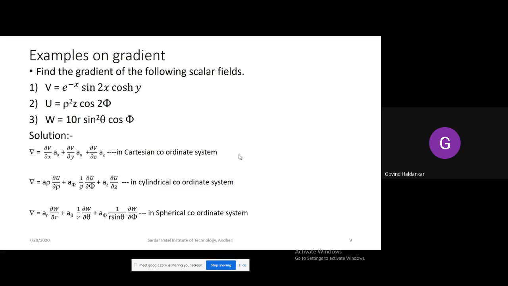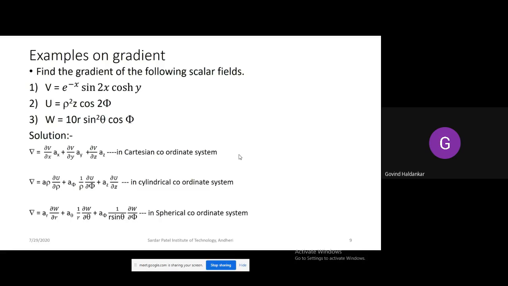So try to solve these three problems. After solving these problems, you will come to know how to use gradient, what its application is, and what the meaning of gradient is. If you observe these three problems properly, you will see that in the first problem, x and y coordinates are there, in the second problem, the coordinates are rho, phi and z, and in the third problem, the coordinates are r, theta and phi. So you'll be able to differentiate these three problems. What is the meaning of it?